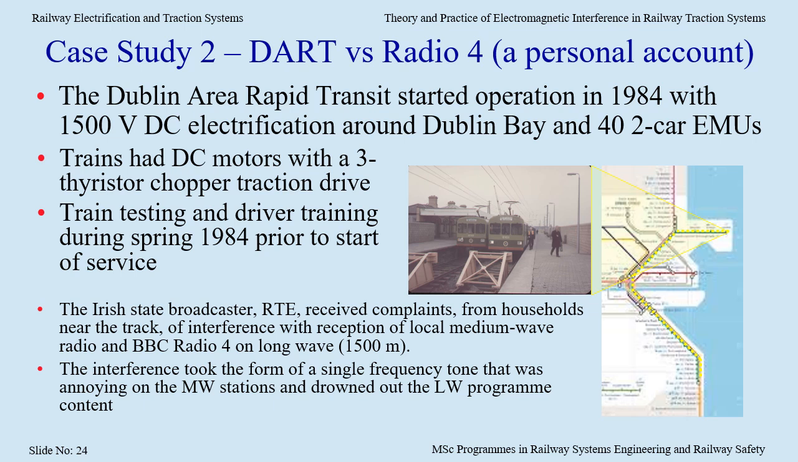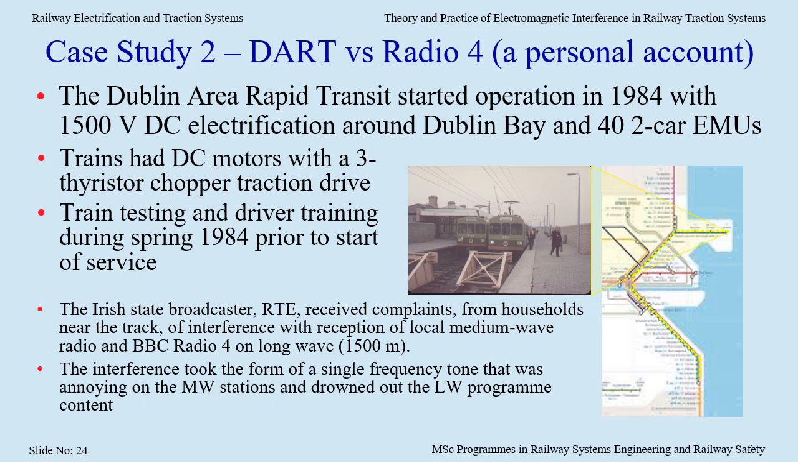The second case study was my first experience with a real interference problem. The Dublin Area Rapid Transit started operation in 1984. It was a 1500 volt DC electrification around Dublin Bay. It was 42 car EMUs equipped with DC motors and a 3 thyristor chopper traction drive. Train testing and driver training started during the spring of 1984 prior to the start of service.